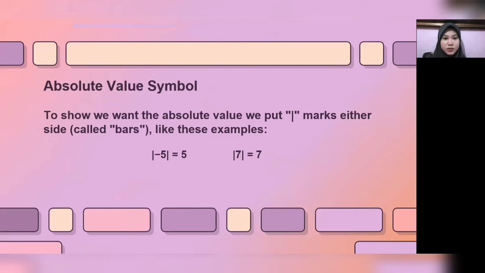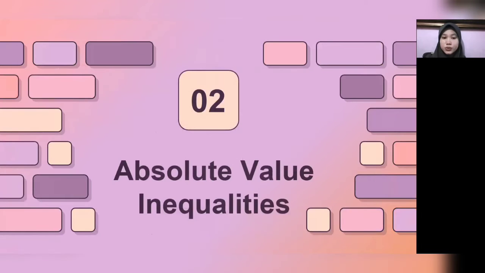Absolute value symbol. To show we want the absolute value, we put absolute marks either side, called bars. Like this example: absolute value of negative 5 equals 5. Absolute value of 7 is equal to 7. 2. Absolute value inequality.